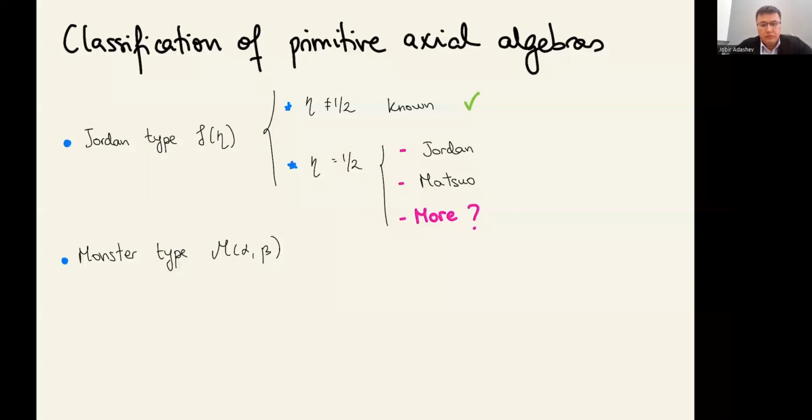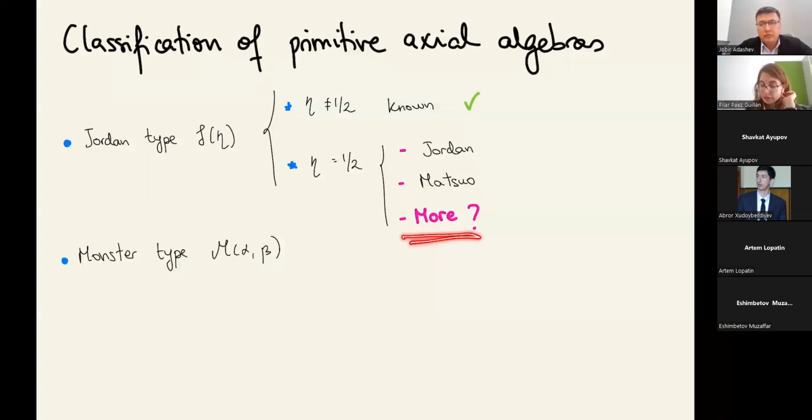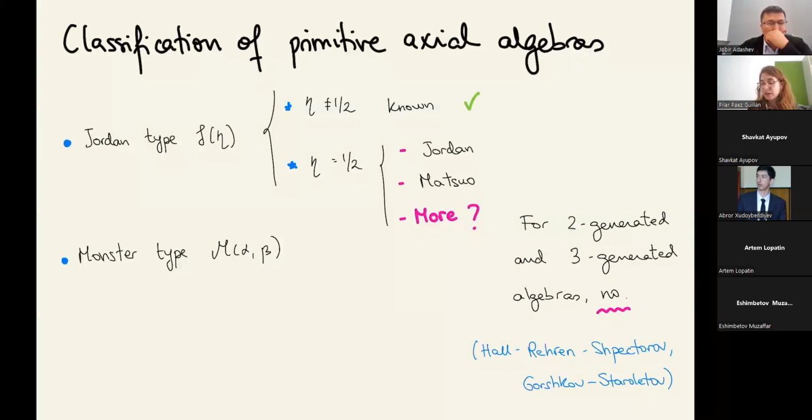So in this case, we found the Jordan algebras generated by the idempotents. We found these Matsuo algebras, which are again related to 3 transposition groups. And it is an open question if there are more or not. For example, when the algebras are 2 or 3 generated, it is known that there are no more axial algebras of Jordan type 1/2, apart from Jordan algebras and quotients of Matsuo algebras. But in the general case, this doesn't have to be the case.